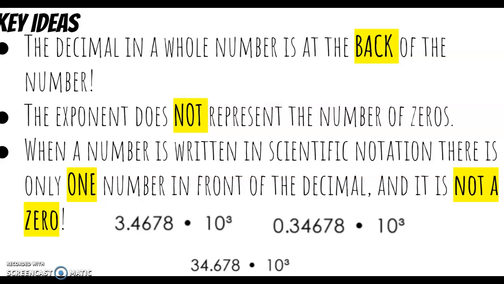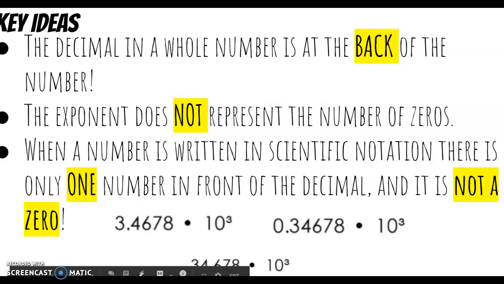When the number is written in scientific notation, there's only one number in front of the decimal, and it's not a 0. So it can't be a 0, and it has to have one number. So this one right here, 3.4678 times 10 to the power of 3, looks perfect. There's only one number in front of the decimal, and it's not a 0. This one right here, oh look, it breaks the second rule.